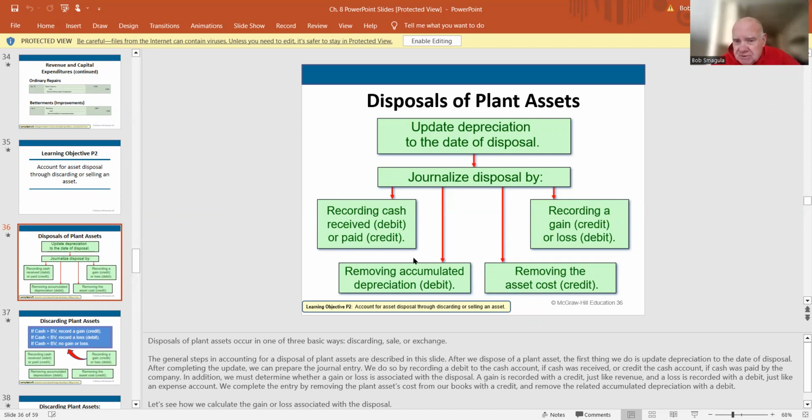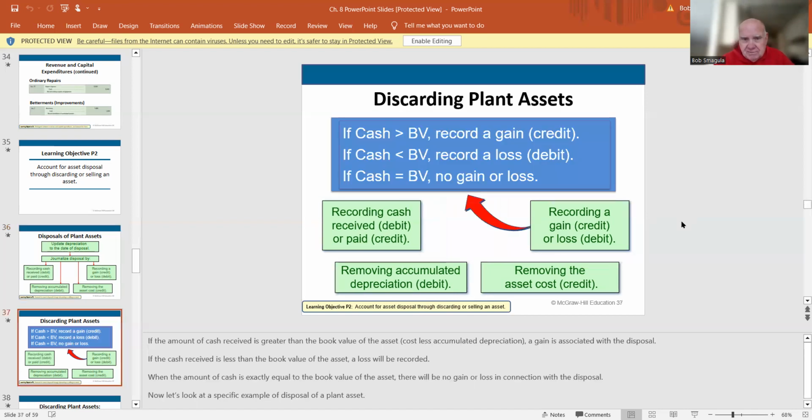You debit the cash you receive, you debit the accumulated depreciation, which has a credit balance. We have to take that down to zero. That leaves the original cost of the asset. That has to come out with a credit, and any difference becomes a gain or a loss on the disposal or sale of the asset. Simply, if the cash is more than the book value, you have a gain. If it's less than the book value, you have a loss.